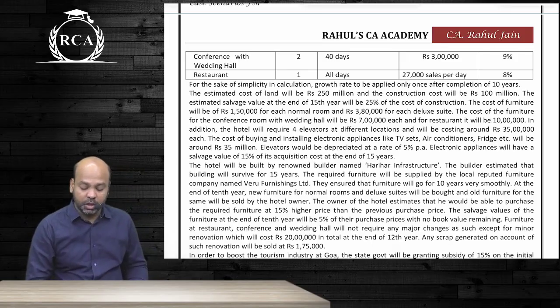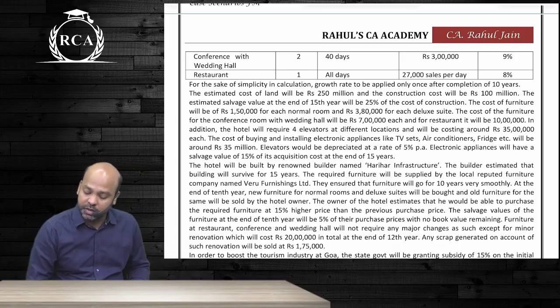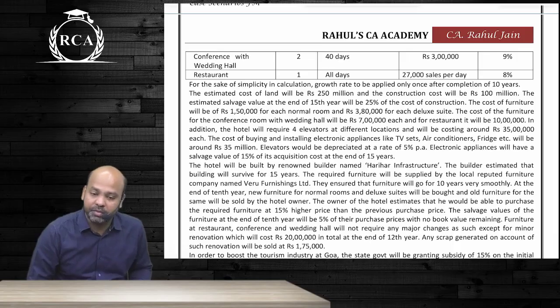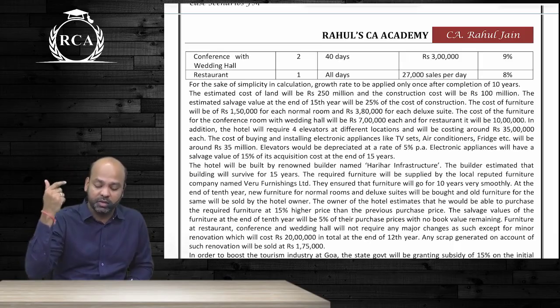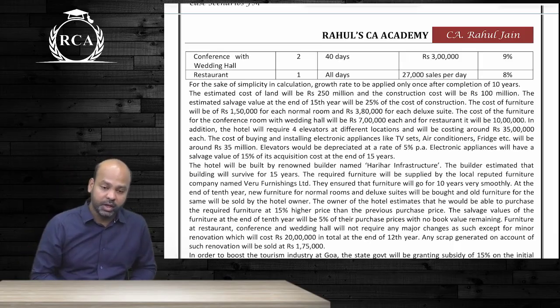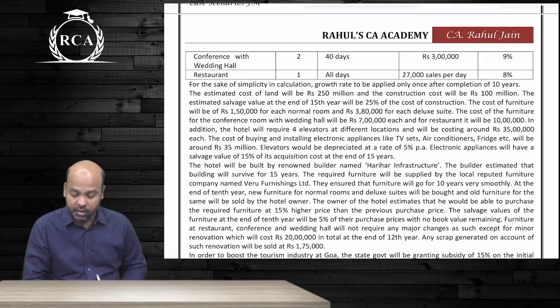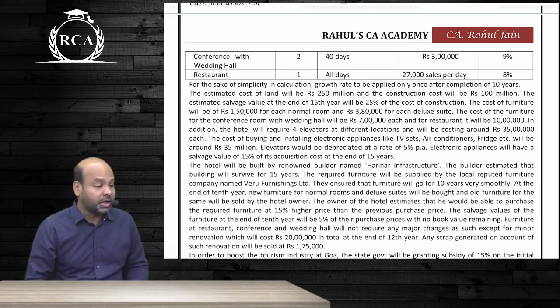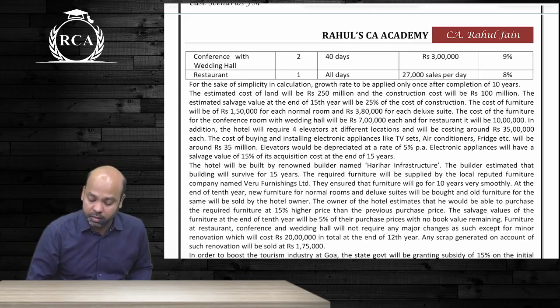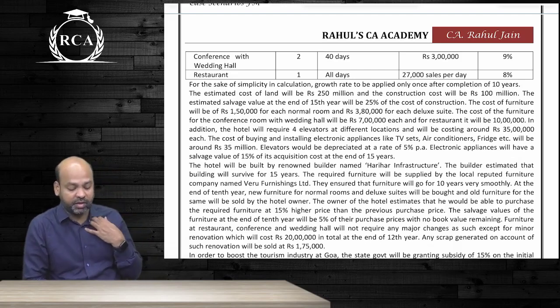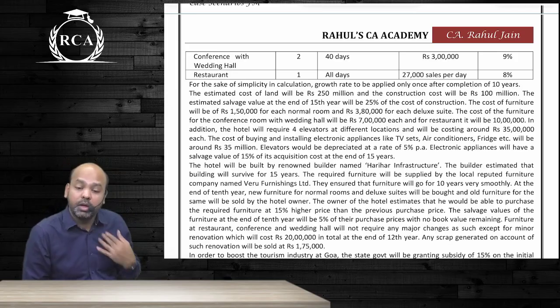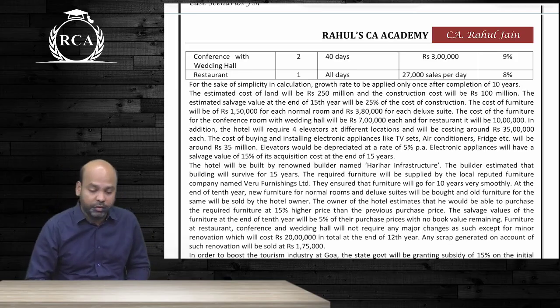In addition, the hotel will require 4 elevators at different locations, and it will be costing around 35 lakhs each. So 35 lakhs multiplied by 4 will be another cost. So far we have the cost of land, the cost of construction, furniture in every room, and then elevators. The cost of buying and installing electronic appliances, like TV sets, air conditioners, fridge etc., will be around 35 million. So this is another cost. This also will form part of your initial investment.